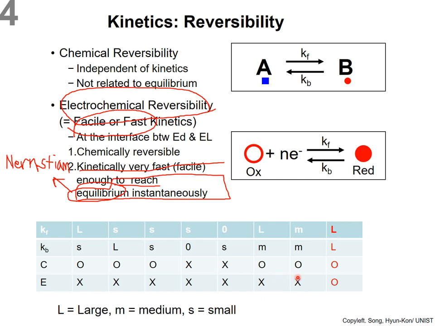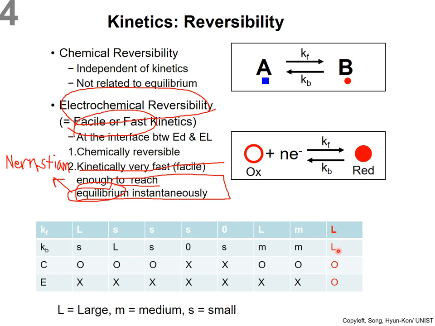So only one case could be electrochemically reversible. So what is that condition? We should have a very large forward rate constant, and also we should have a very large backward rate constant. Only in that case, we could say electrochemically reversible. Of course, chemically reversible.